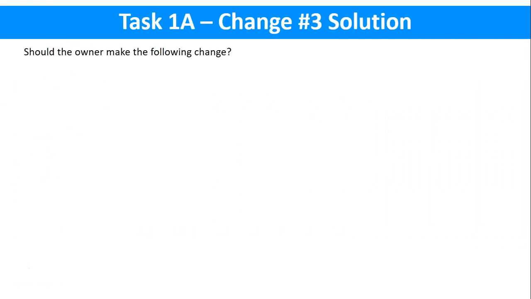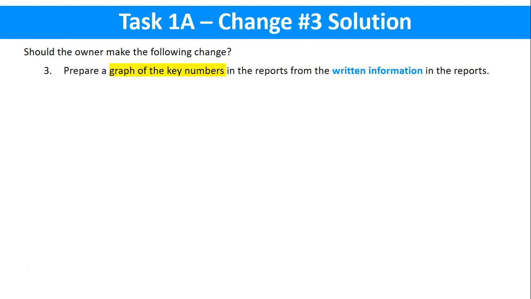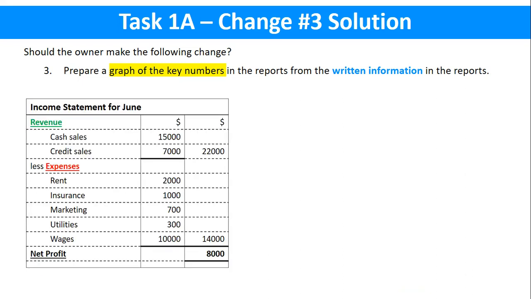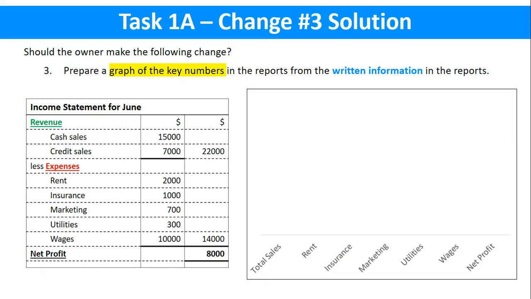Task 1A, change number 3. Should the owner change by preparing a graph of the key numbers in the reports from the written information in the reports? So what she's proposing is taking, say, the income statement there, and rather than just presenting it as a report with numbers and words, why not turn it into a chart?